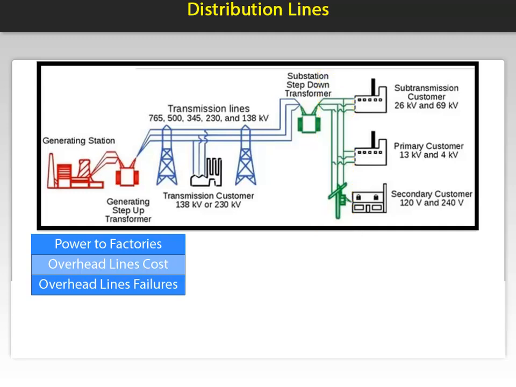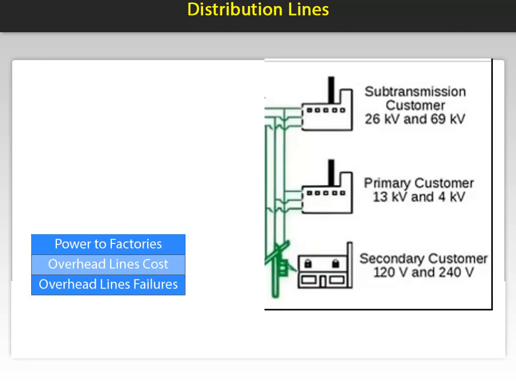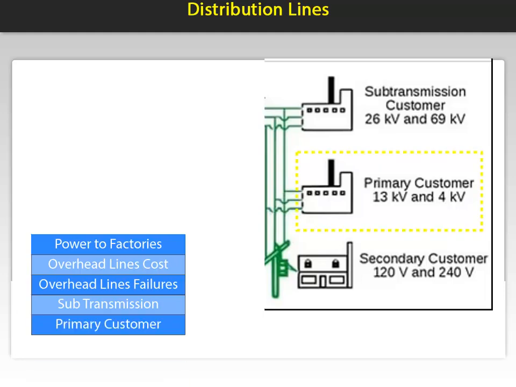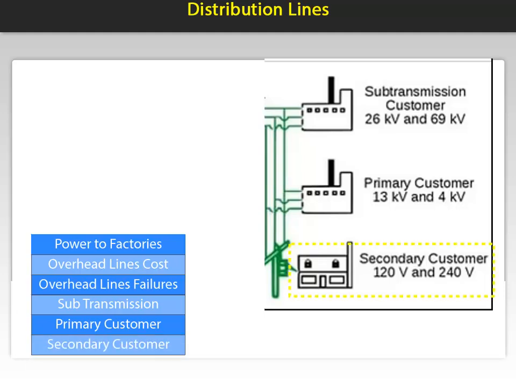If we zoom in on that portion, you will see that it can be broken down into three types of utilization voltages for customers. A sub-transmission customer receives service with voltages of 26 kV to 69 kV. These are very large industrial or co-op type utilities. A primary customer requires between 13 kV and 4 kV to operate machines in a small industrial plant. Lastly, there is a secondary customer receiving voltages of 120 and 240 volts. These are residential or small commercial facilities.